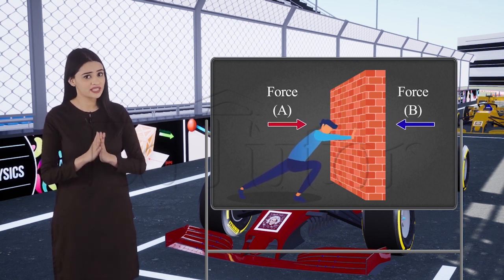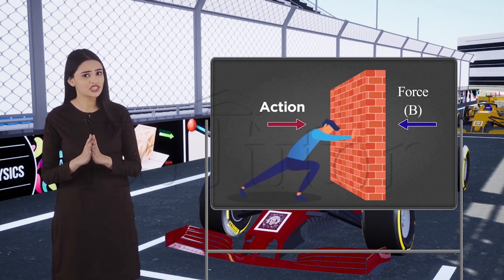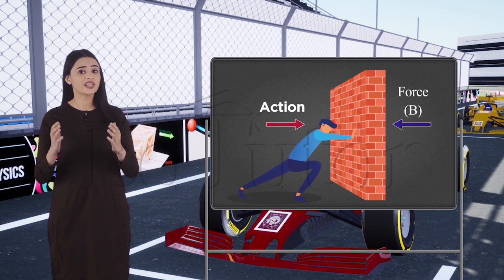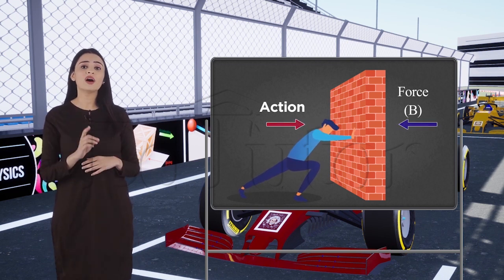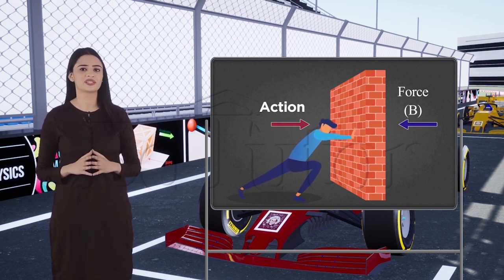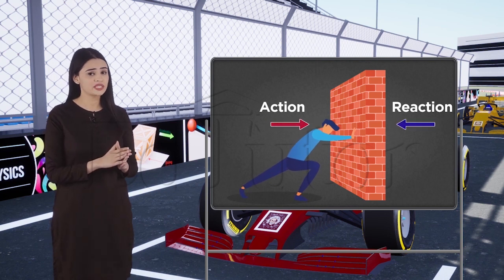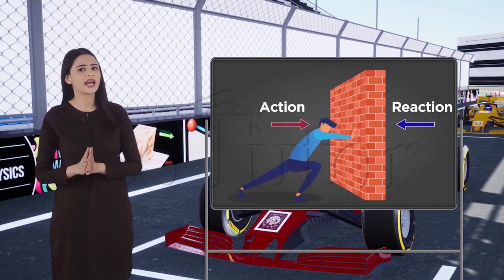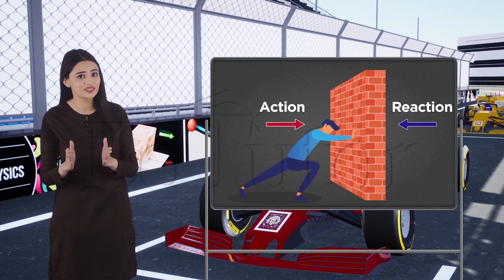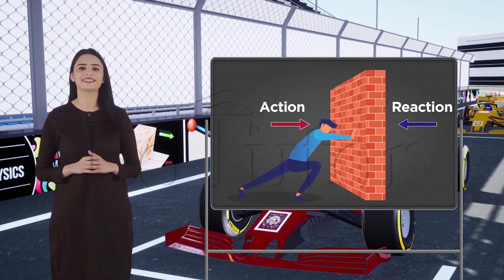So, force A is the action force, as you are trying to perform an action on the wall. In reaction to force A, the wall is applying a force back on you, that is called reaction force, force B. In short, action force is the force that your hand is applying on the wall, and reaction force is the force that the wall is applying back on your hand.